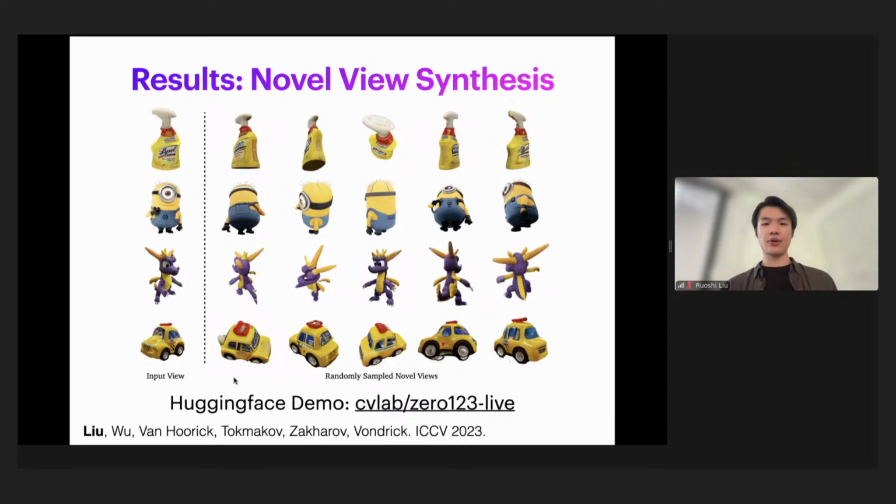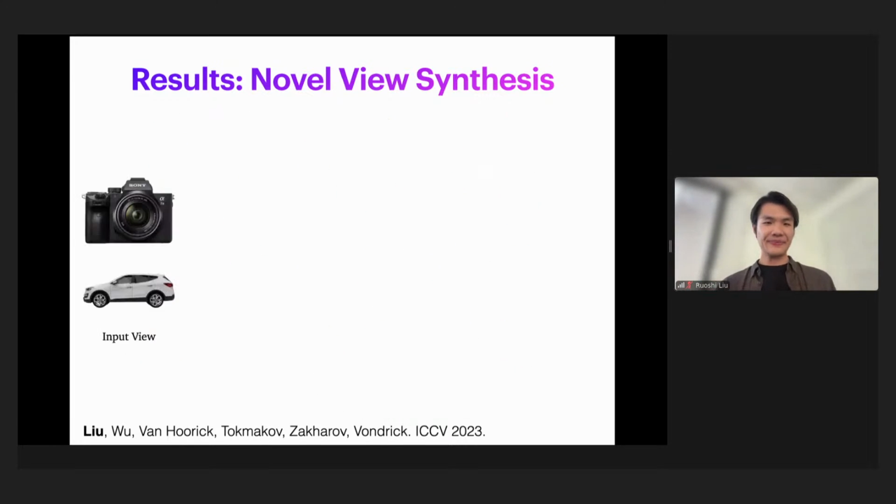So we created a Hugging Face demo, so you could try it out on your own image. Maybe some of you have tried it, but here's the link.